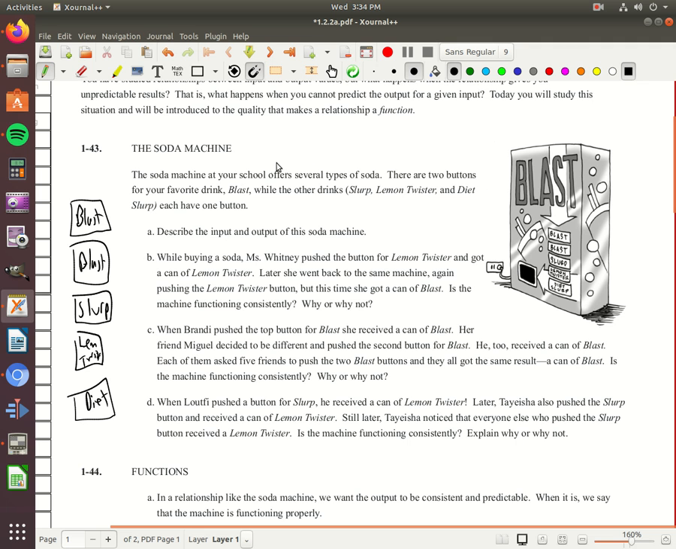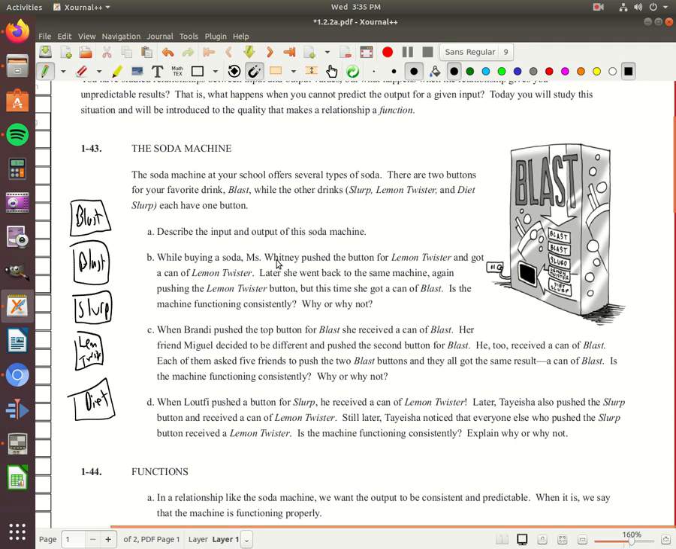The soda machine at your school offers several types of soda. There are 2 buttons for blast, while the other drinks are slurp, lemon twister, and diet slurp. Describe the input and output of the soda machine. Well, the input could be the change that you put into it, but really it's probably the button that you're pushing. That's what we're looking at for the input. The output would hopefully be that soda.